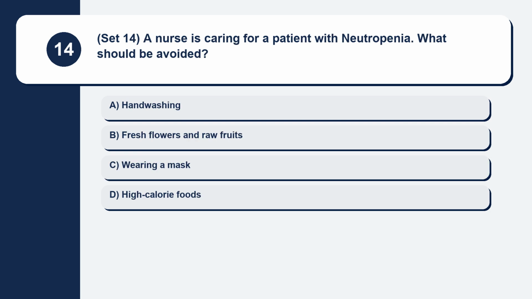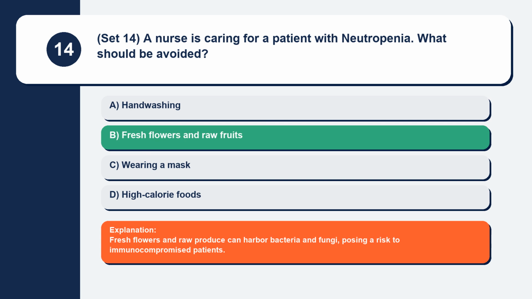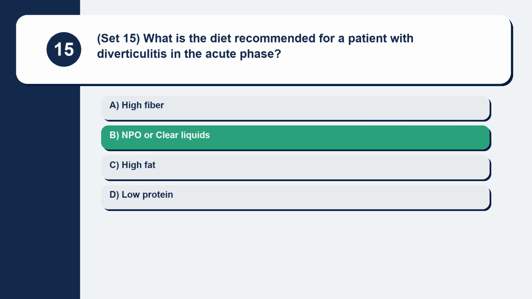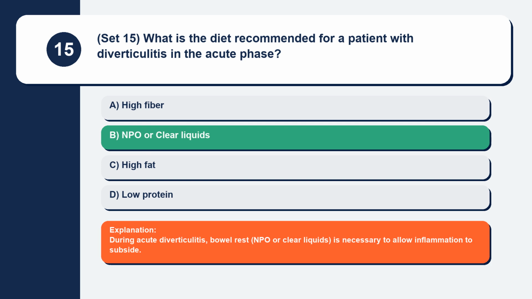Question 14. Set 14. A nurse is caring for a patient with neutropenia. What should be avoided? Hand washing, fresh flowers and raw fruits, wearing a mask, high-calorie foods. Fresh flowers and raw produce can harbor bacteria and fungi, posing a risk to immunocompromised patients. Question 15. Set 15. What is the diet recommended for a patient with diverticulitis in the acute phase? High fiber, NPO or clear liquids, high fat, low protein. During acute diverticulitis, bowel rest, NPO or clear liquids, is necessary to allow inflammation to subside.